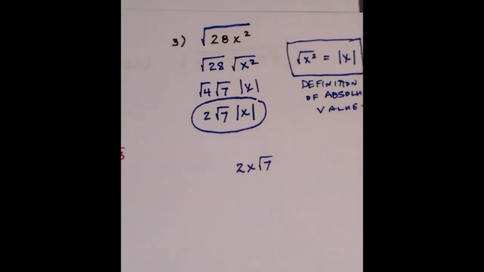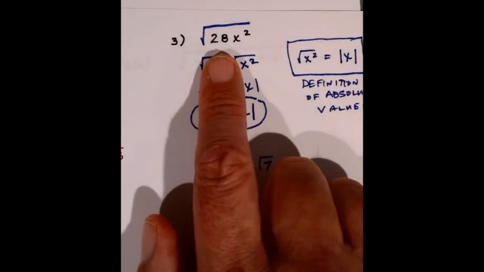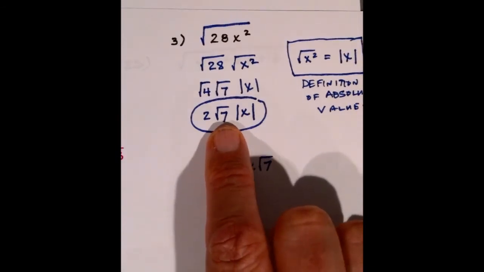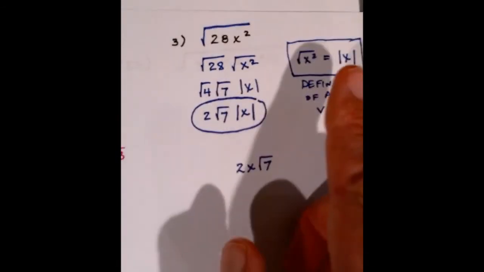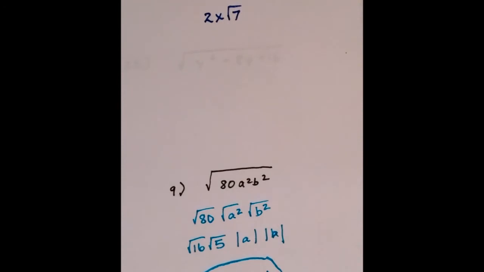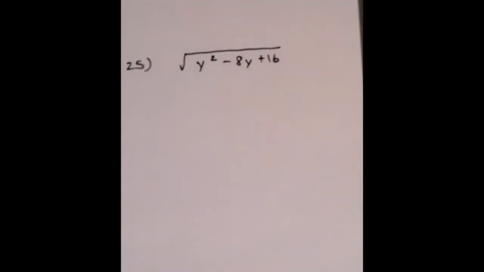Then we did the same thing here. Root 28 doesn't quite work out evenly, so I said 2 root 7, and then absolute value of x squared. Well, that's our property: absolute value of x. And then here I just gave you two variables just so you can see it doesn't really change anything. So now we actually get to some of the tougher ones. They're not that tough, but I do want you to understand them.